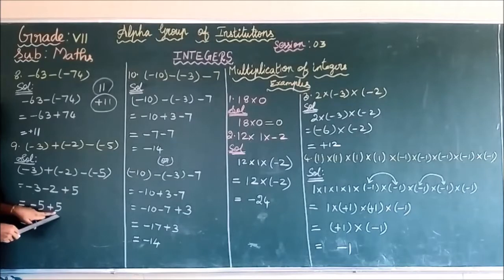Then plus 5. Plus 5 minus 5. That is the given integers having different signs. So you have to subtract the lower number from the larger number. But they are the same number. So 5 minus 5, you get the answer 0.